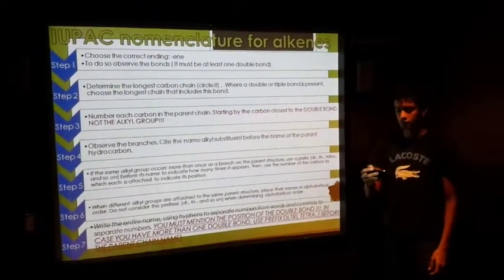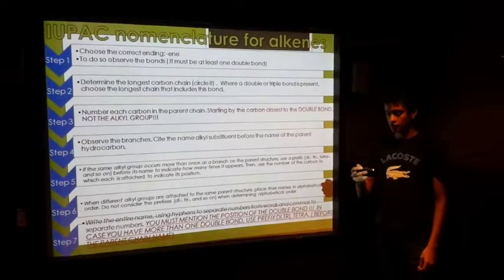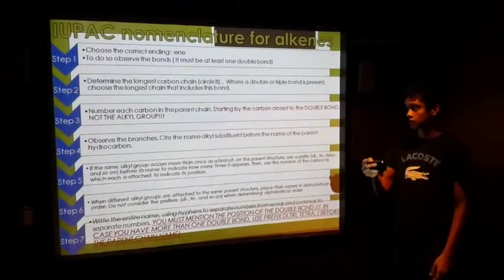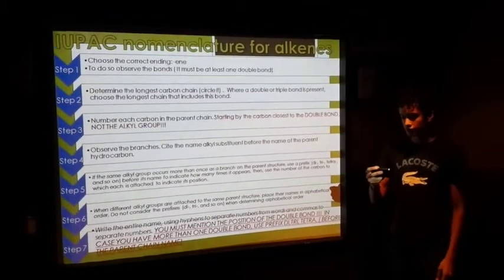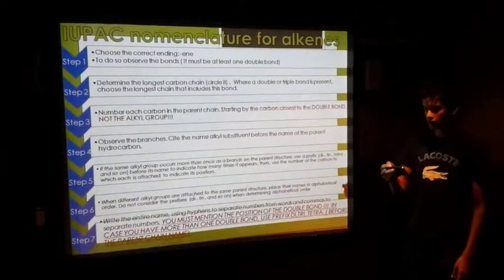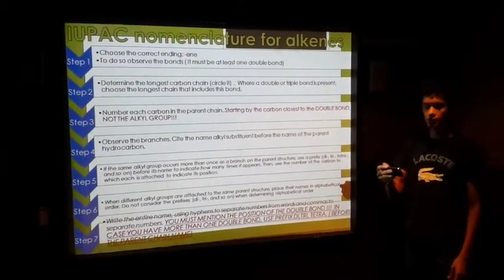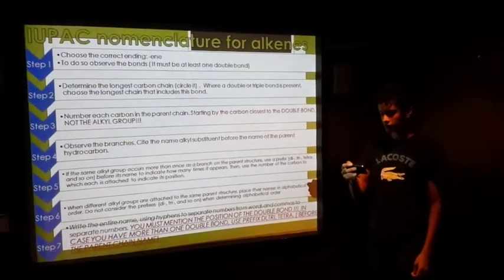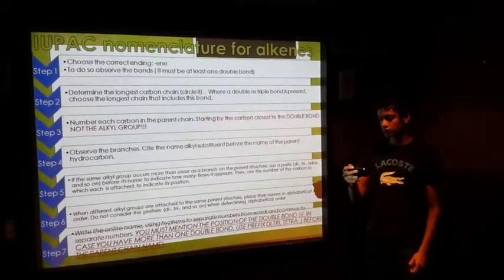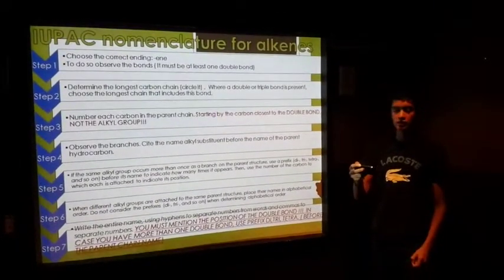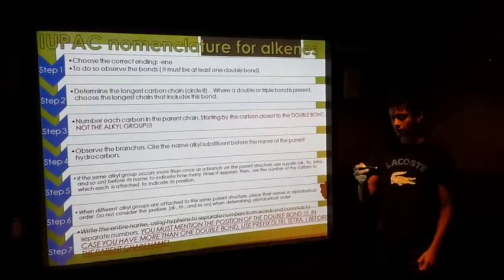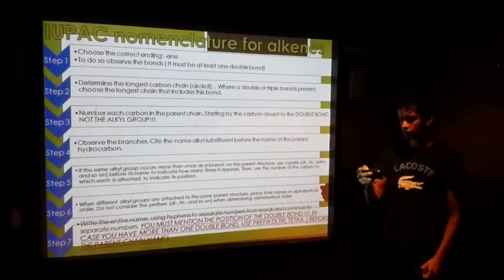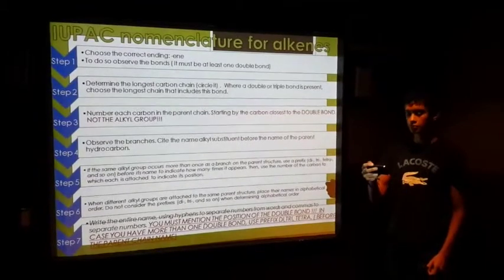Step number 3, number each carbon in the parent chain, starting from the carbon closest to the double bond and not to the alkyl group. Step number 4, observe the branches. Cite the name of the alkyl substituent before the name of the parent hydrocarbon. Step number 5, if the same alkyl group occurs more than once as a branch on the parent structure, use a prefix di, tri, tetra, and so on before its name to indicate how many times it appears. Then use the number of the carbon to which each is attached to indicate its position.